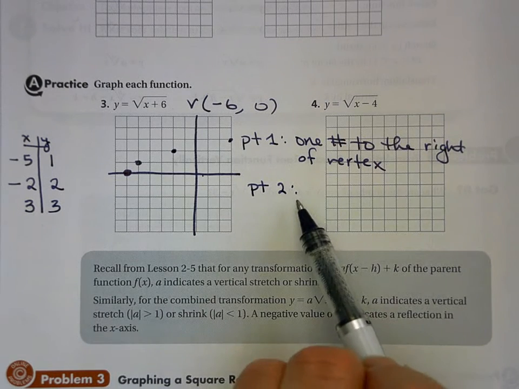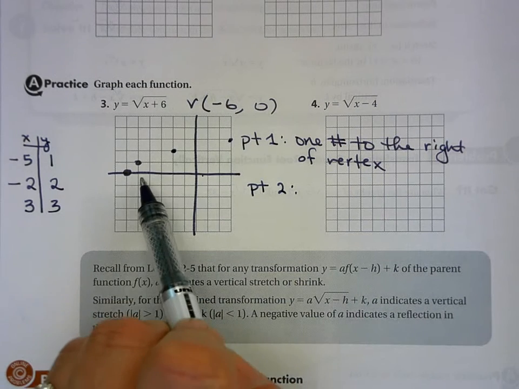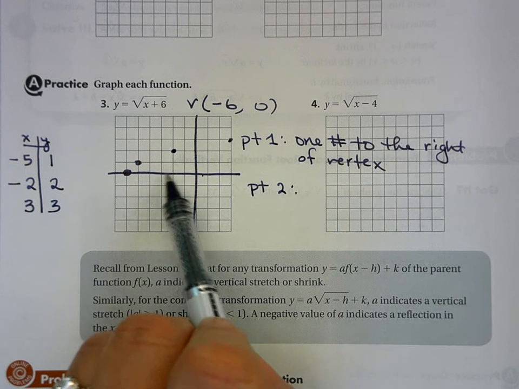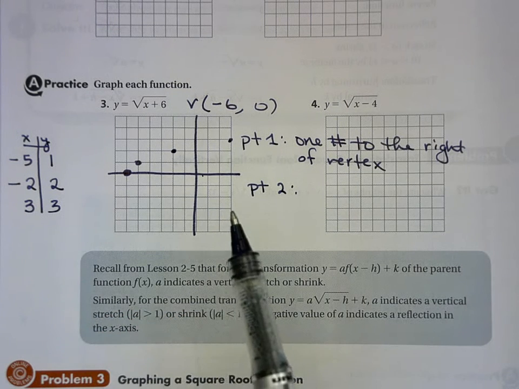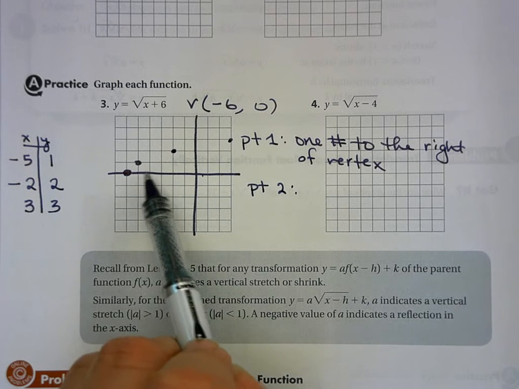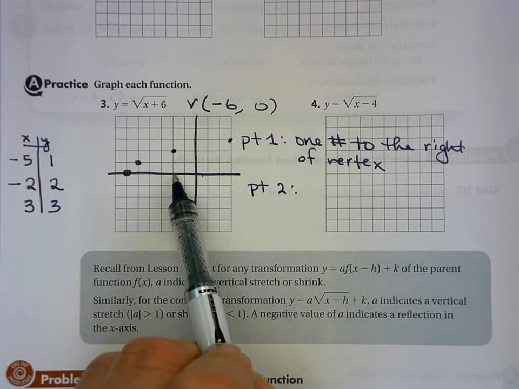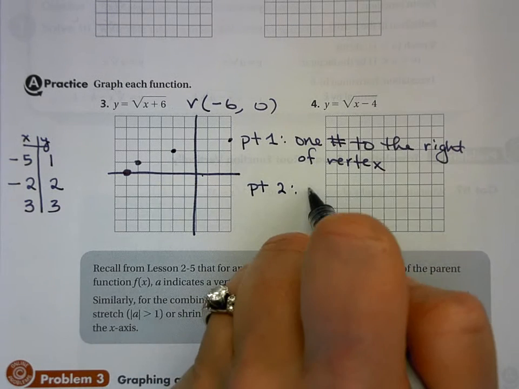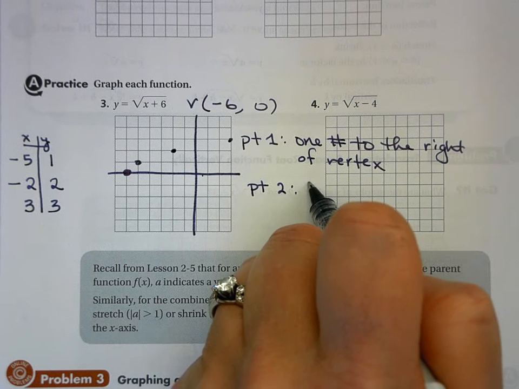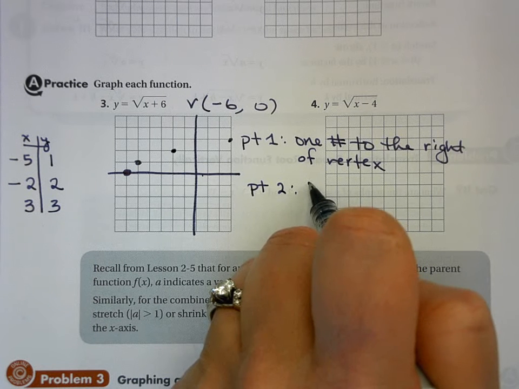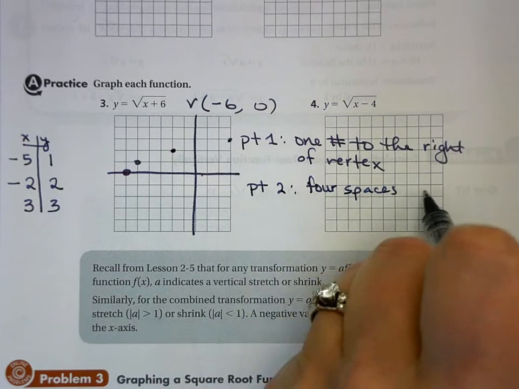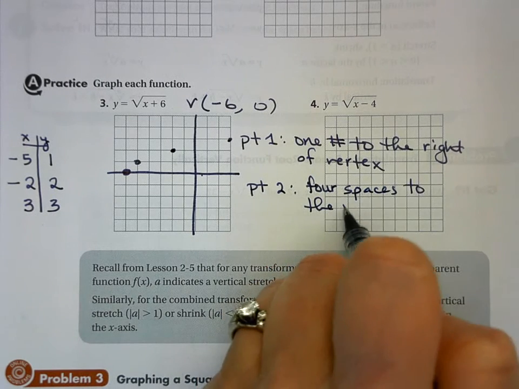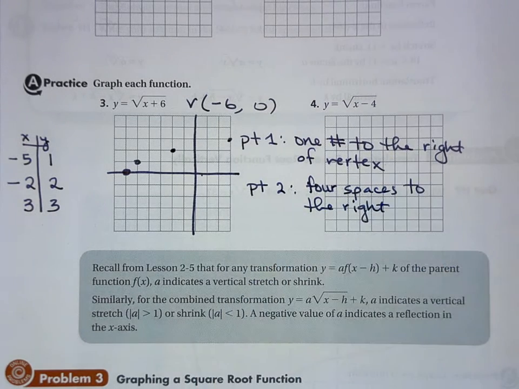So for point 2, it will always work if I go 1, 2, 3, 4 points to the right, just because of the way everything is shifting, right? So if I count 1, 2, 3, 4, that number will always work as well. So point 2 can always be 4 spaces, or 4 numbers to the right. So if you can't think of the numbers yourself, that's one thing you can always do.